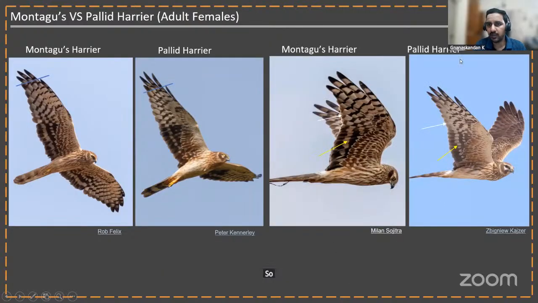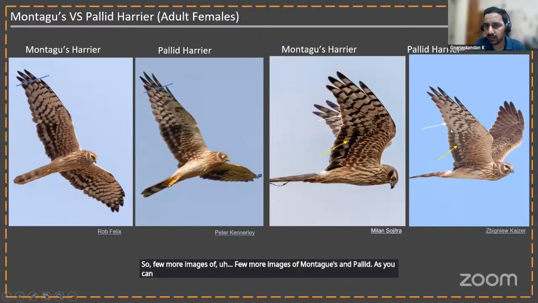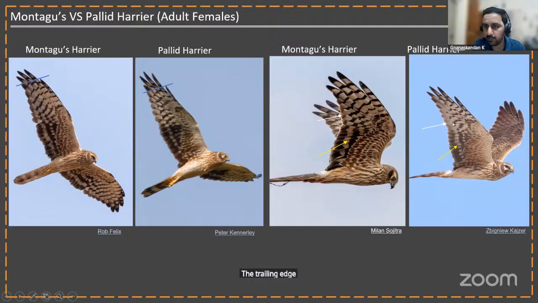So a few more images of Montagu's and Pallid. As you can see, the trailing edge stops in the inner primaries with respect to the Pallid, whereas it continues over to the Montagu's. And again, I have pointed out how this white band goes all the way with the same width in the Montagu's, whereas it tapers out in the Pallid. And some amount of it we can see in the axillaries also, right?